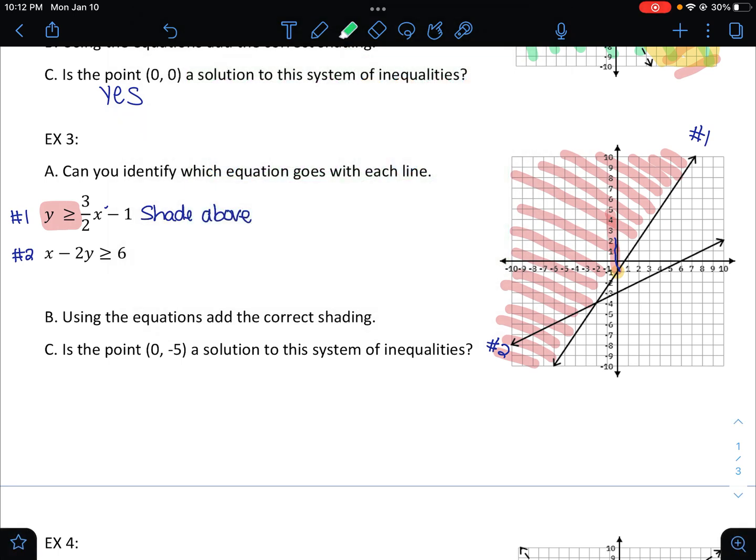Then I look at my equation number 2. This one is not solved for y, but if you can see this right here, it tells me that I will have to divide by a negative when I solve for y, and that my inequality sign will flip. And since my inequality sign will flip, this means I'm going to shade below. So I'm going to find line number 2. I'm going to shade below.